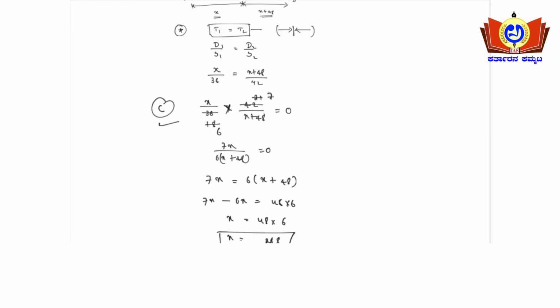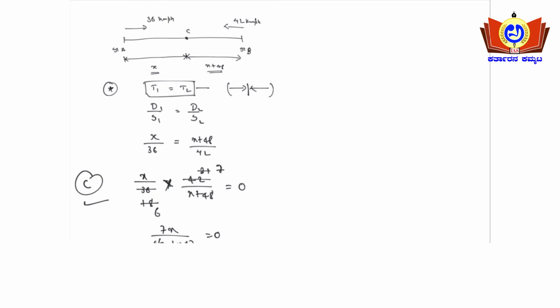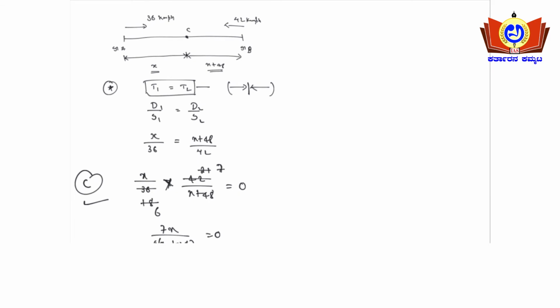It can also be solved in another method. This is the conventional method, and actually the formula method is simpler here. So we know the formula, right? When two trains are meeting, the formula will be D into S1 plus S2 divided by S1 minus S2.